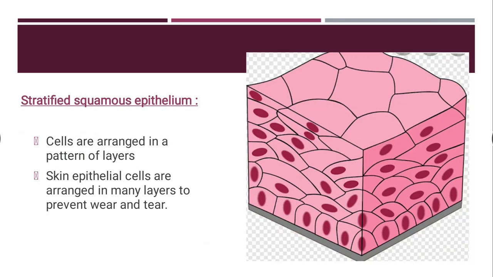Next is the stratified squamous epithelium. In stratified squamous epithelium, the cells are arranged in a pattern of layers, so they are known as stratified squamous epithelium. The skin epithelial cells are arranged in many layers in order to prevent normal wear and tear.